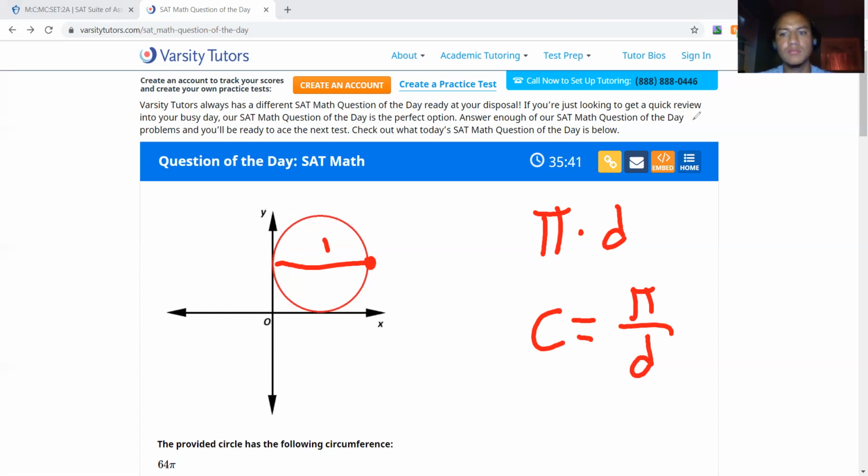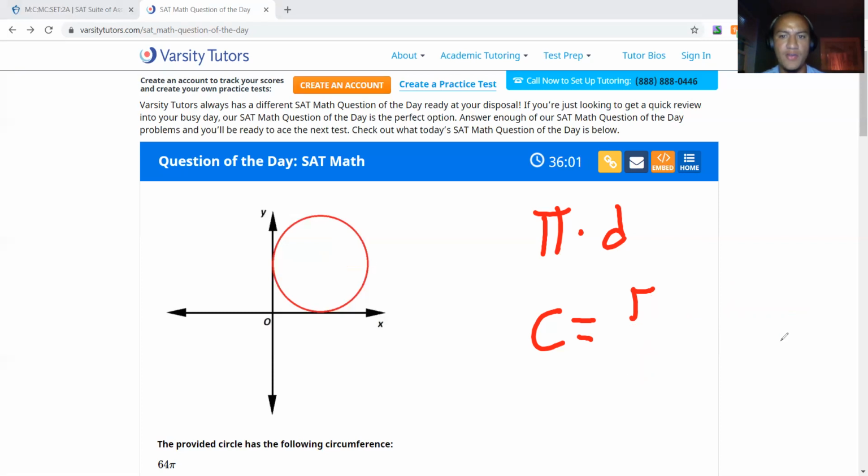So it turns out that that's 3.14 over 1. It should have the same ratio as that. The diameter is 1, the distance around the circle is pi, and it's 3.14. Now here it says the circumference is 64 pi.